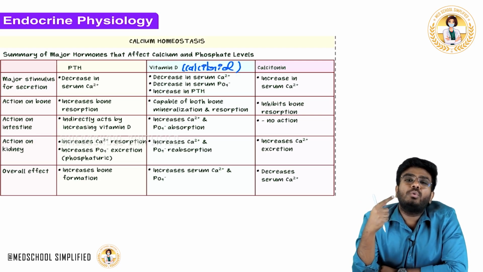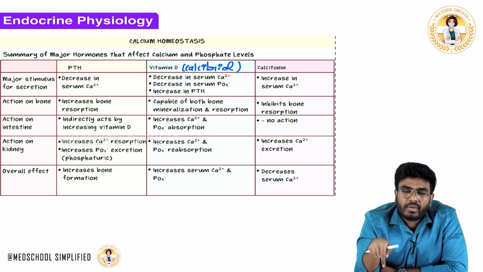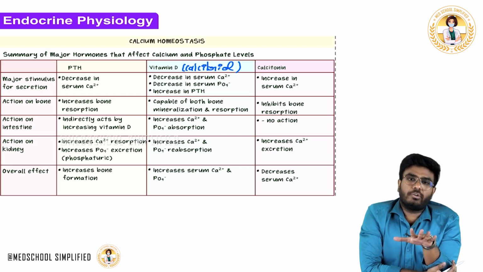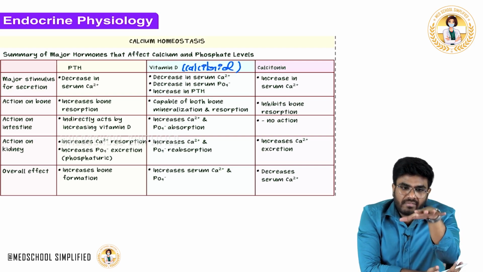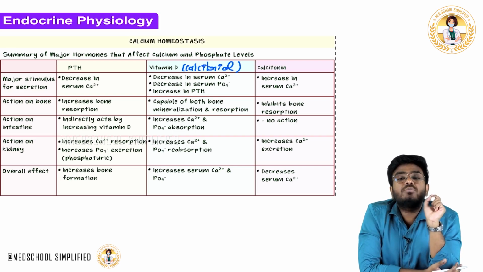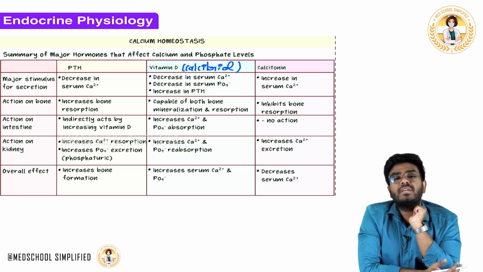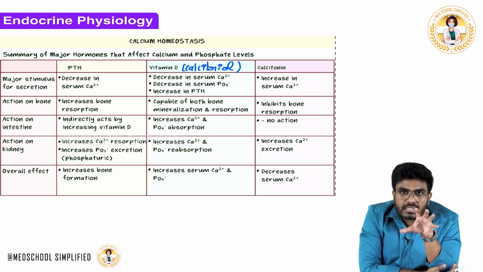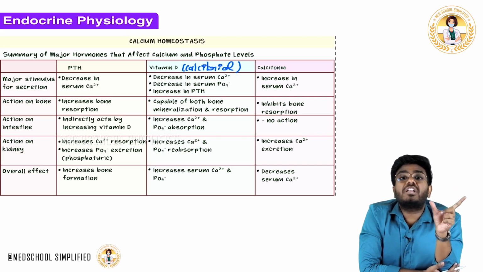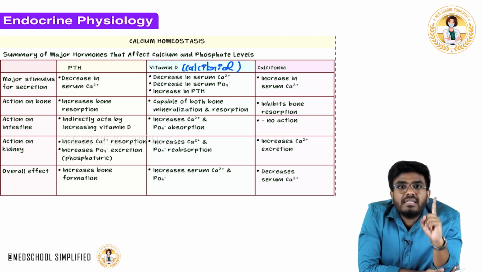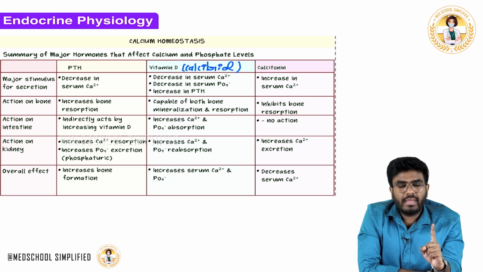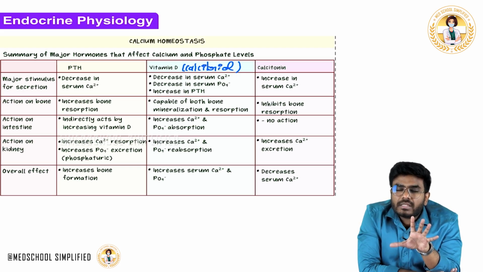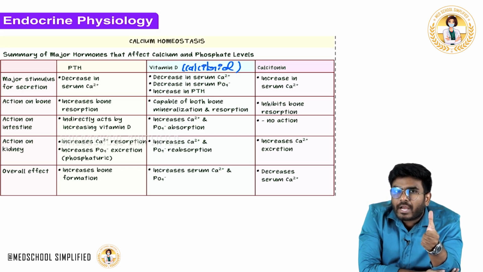But when do you want to increase the blood calcium levels? Whenever they are going down. So whenever there is hypocalcemia in your body, your blood calcium levels are going down, that hypocalcemia is going to stimulate the chief cells of the parathyroid glands. The chief cells are all the time sensing the blood calcium levels. Whenever there is hypocalcemia, it activates the parathyroid glands, which produce parathyroid hormone.